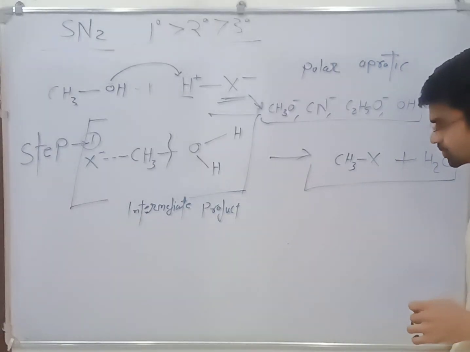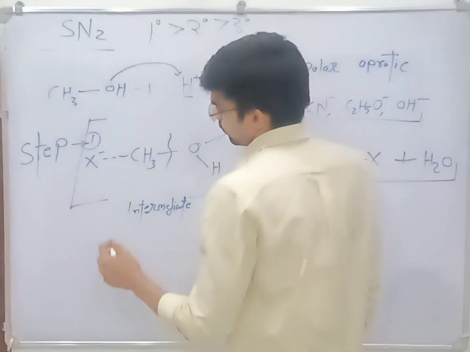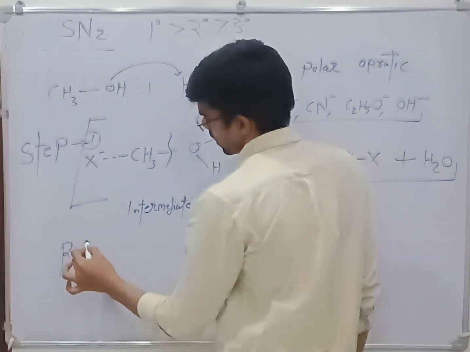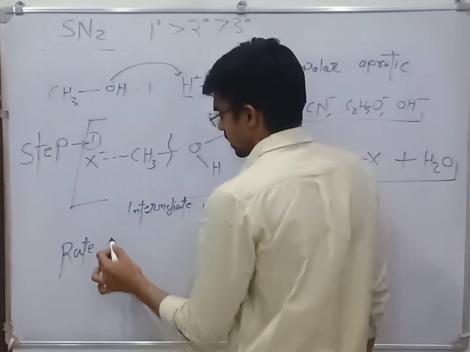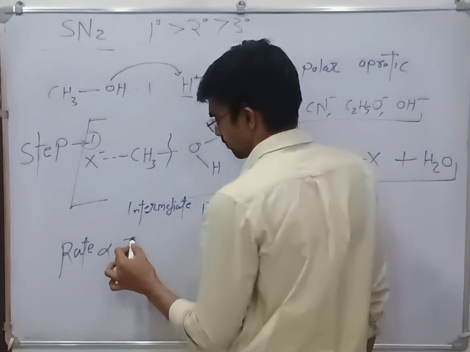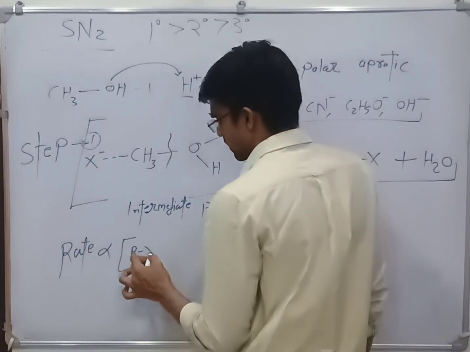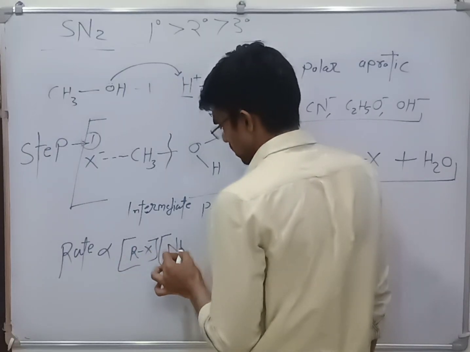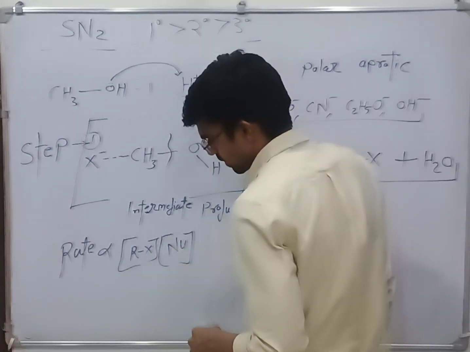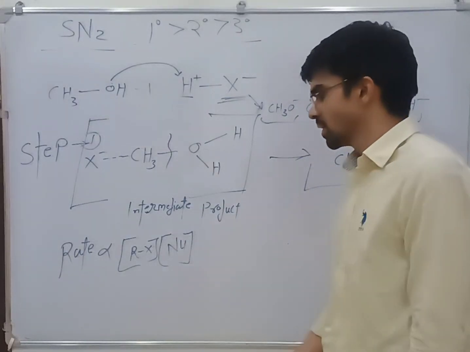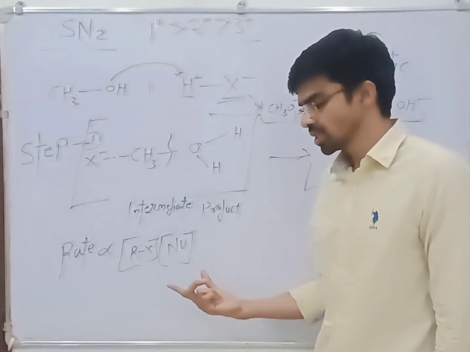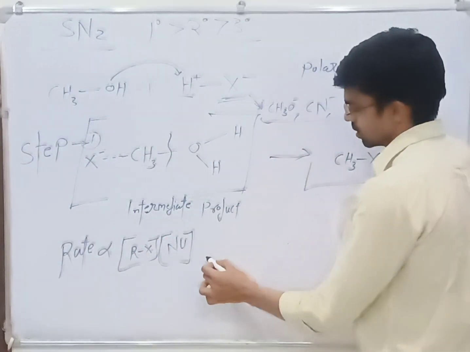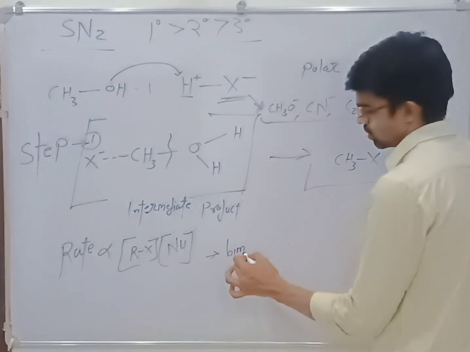That is why the rate for the SN2 type reaction is directly proportional to the reactant, that is RX, and the nucleophile, because the nucleophile is also taking part at the same time. Because the rate depends on two molecules, it is called bimolecular.